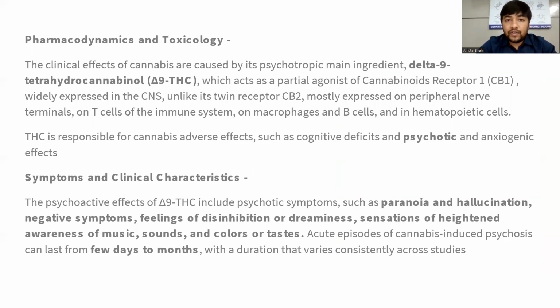Now coming to pharmacodynamics and toxicology. Delta-9 THC is a partial agonist on cannabinoid receptor 1, widely expressed in the CNS. CB2 is mostly expressed on peripheral terminals and not in the CNS. But basically, that is where it is going to act, right? So THC is responsible for cannabis adverse effects such as cognitive deficit, psychotic, and anxiogenic effects. The psychoactive effects of THC include psychotic symptoms such as paranoia and hallucination, negative symptoms, feeling of disinhibition or dreaminess, sensations of heightened awareness of music, sounds, and colors or tastes. Acute episodes of cannabis-induced psychosis can last a few days to months, with a duration that varies considerably across studies.